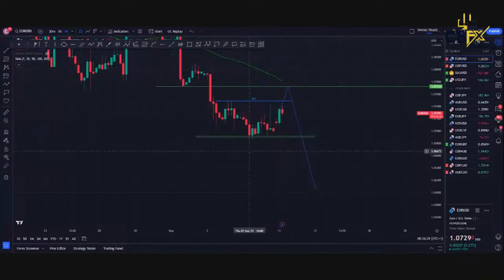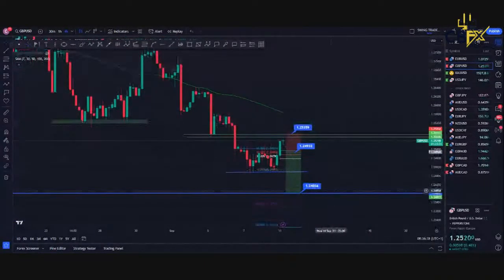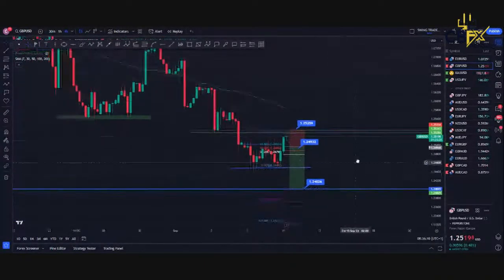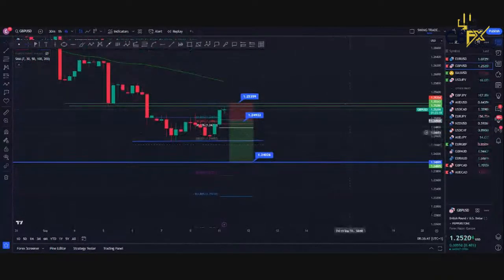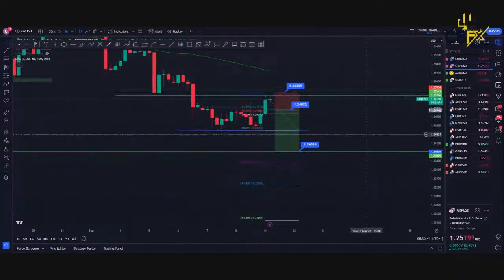But for now, this setup is not ripe. It's not ready, so I can't give you an entry like I did on GU. GU is getting set. It's not really set, but it's getting set. So I'm just expecting price to come to that level, and then we take our shot.